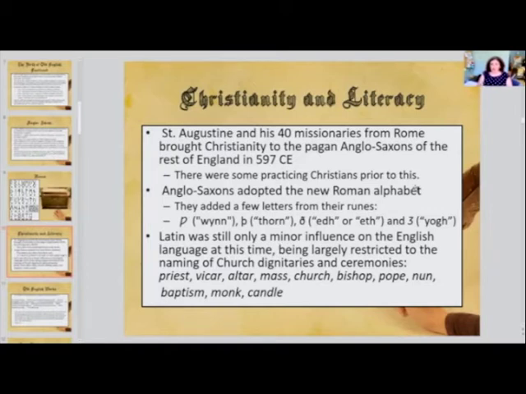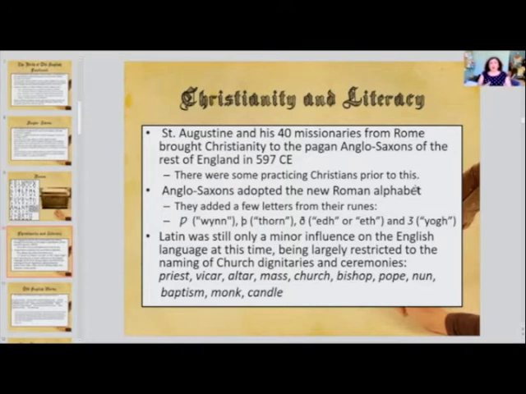St. Augustine and his 40 missionaries from Rome bring Christianity to the pagan Anglo-Saxons and the rest of England in 597 CE. There were some practicing Christians in England before this, whether they were left over from other mission trips or people who had traveled there for one reason or another. It just hadn't really taken off. This is like the big match point of Christianity taking off in England.